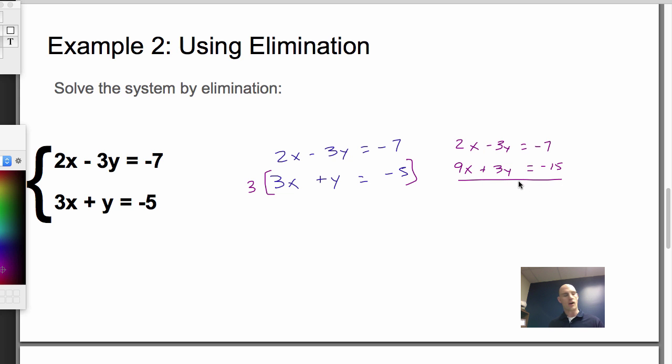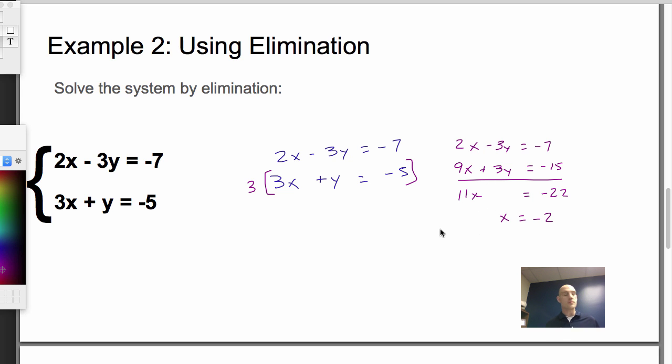Well, check it out. Now I can add them together, and if I add these two lines together, what I'm going to end up with is 11x, the y's are eliminated, which is what I want, I'm eliminating, equals negative 22. And so x is equal to negative 2.